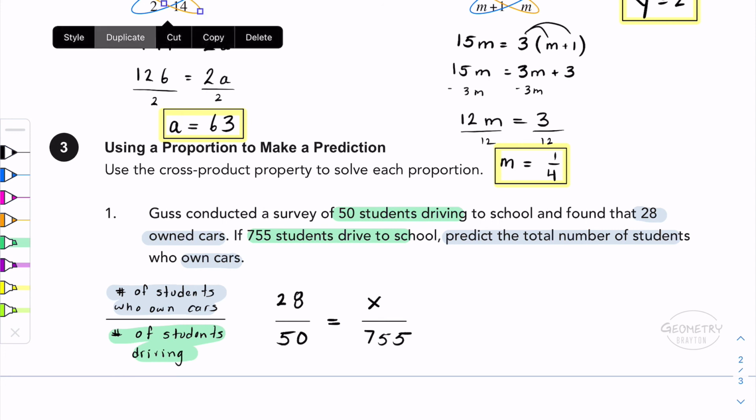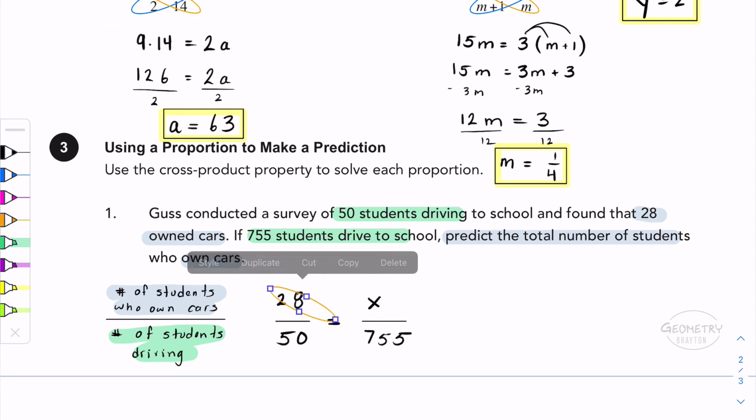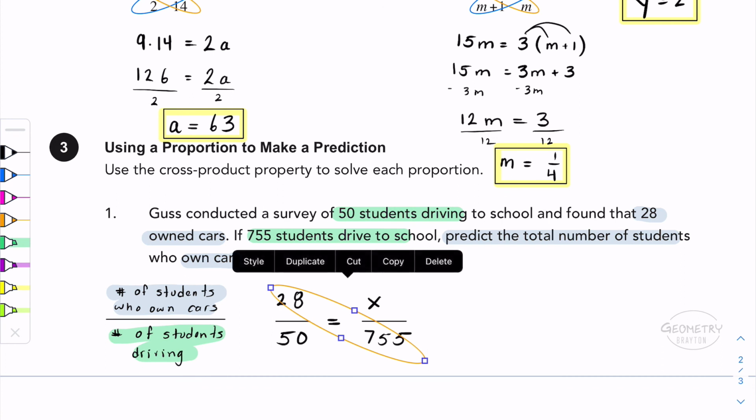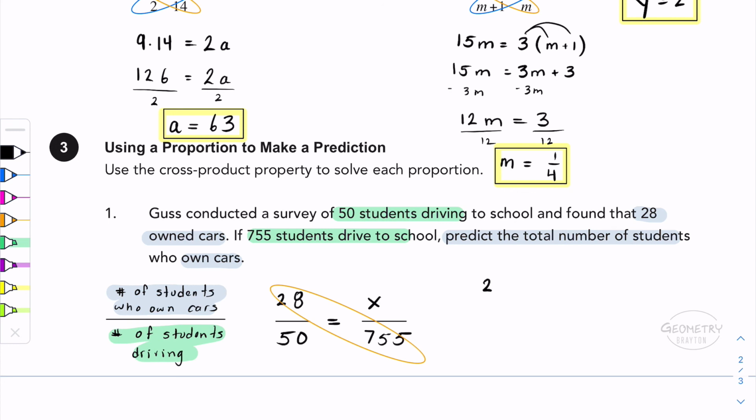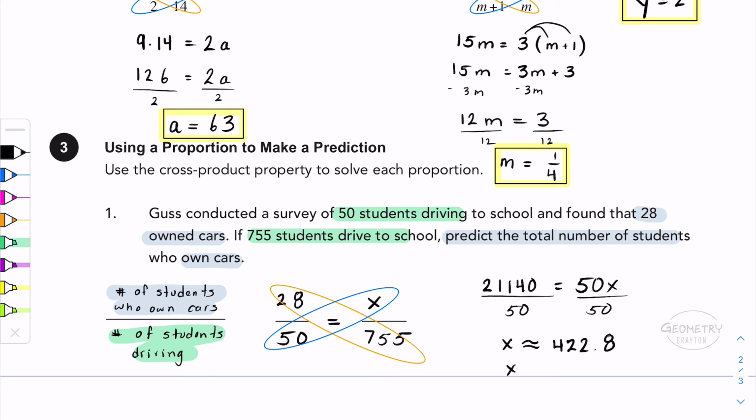So when we cross multiply, we multiply 28 times 755. That's going to give us 21,140. And we're going to multiply 50 times X. That's going to give us 50X. I'm going to divide both sides by 50. And my solution is X is approximately 422.8. So I'm going to round that up to approximately 423.